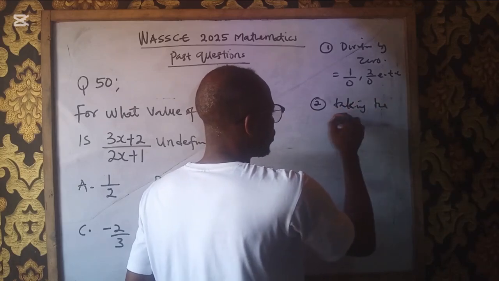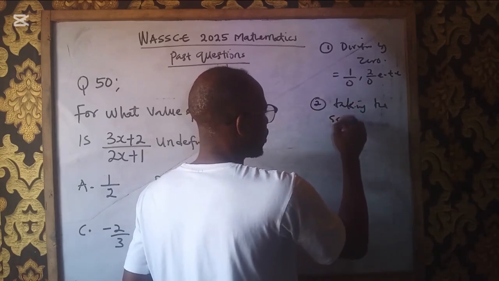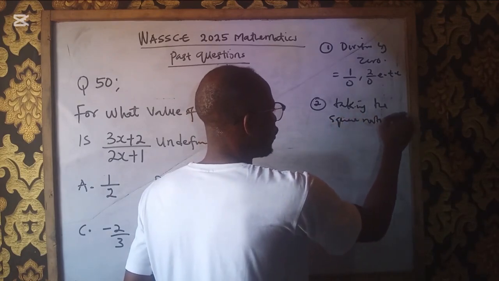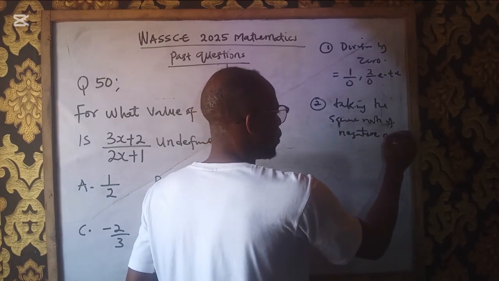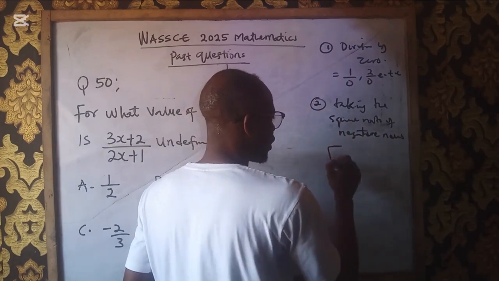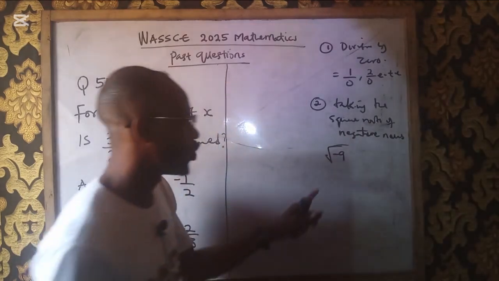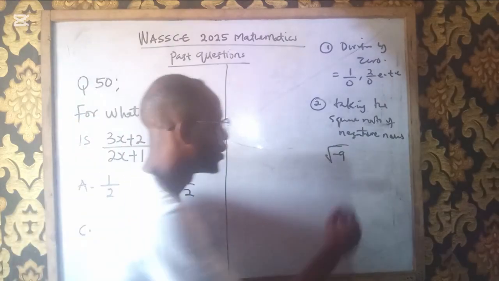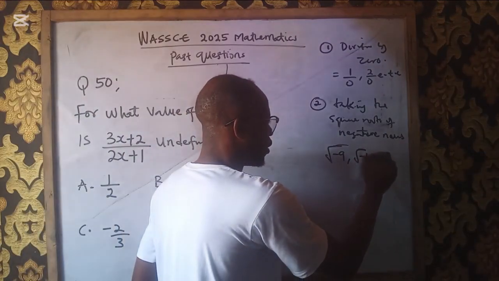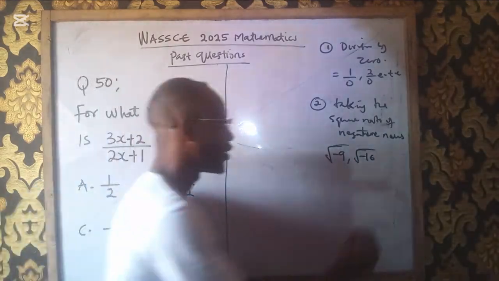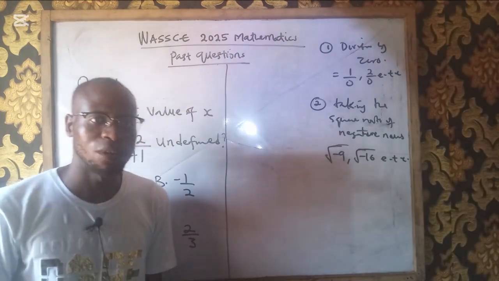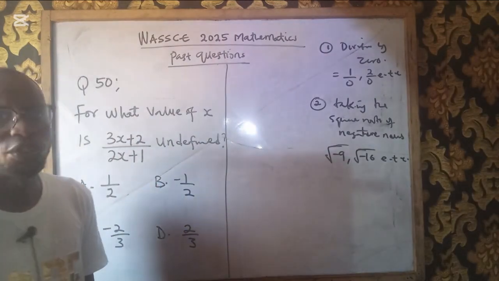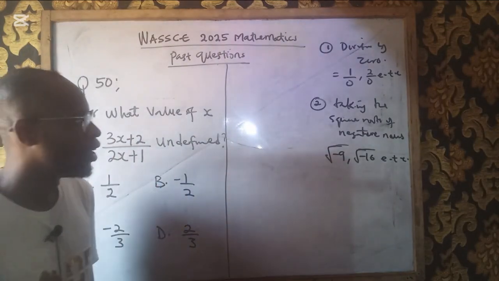Another way they can exist is when you take the square root of a negative number. Something like this is said to be undefined too. So when you take the square root of a negative number, such an expression is said to be undefined.